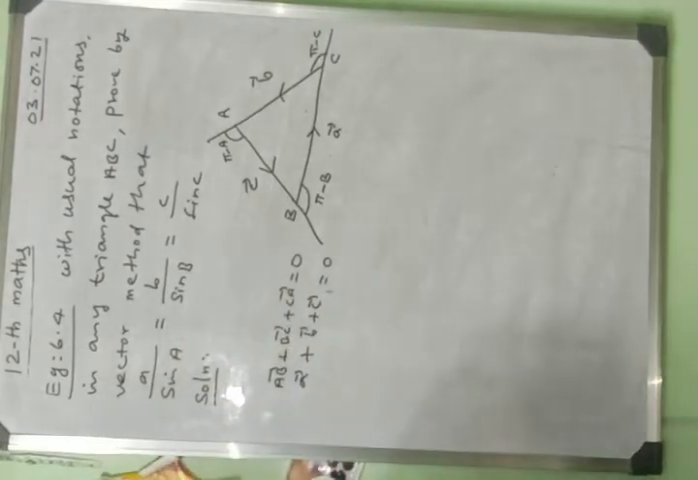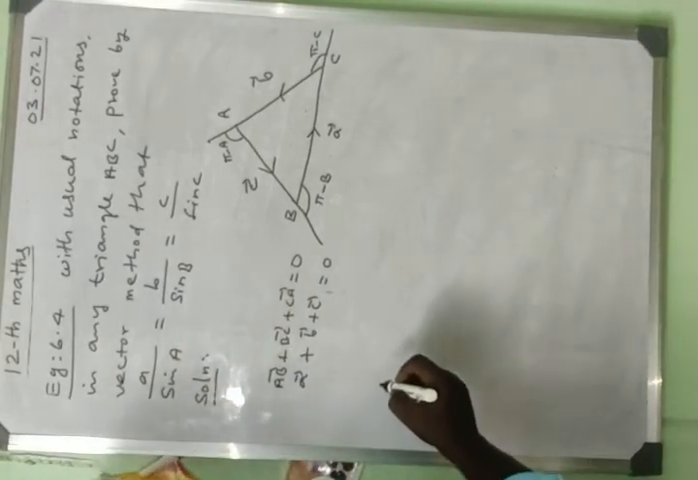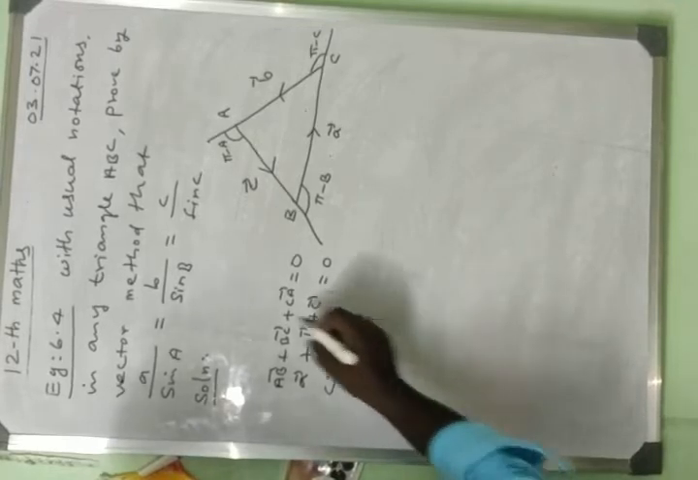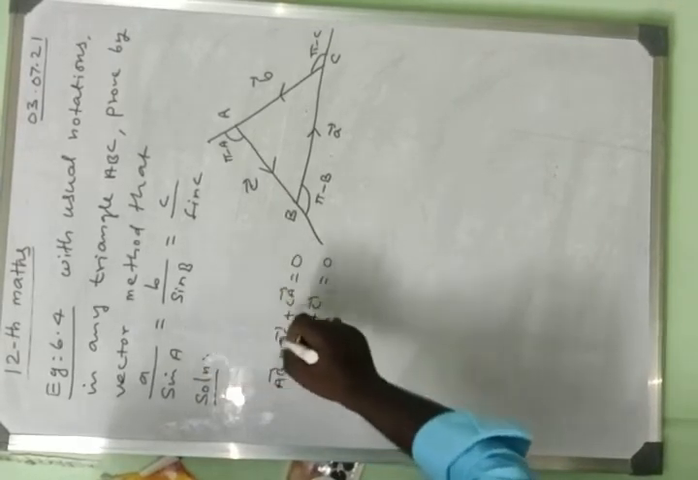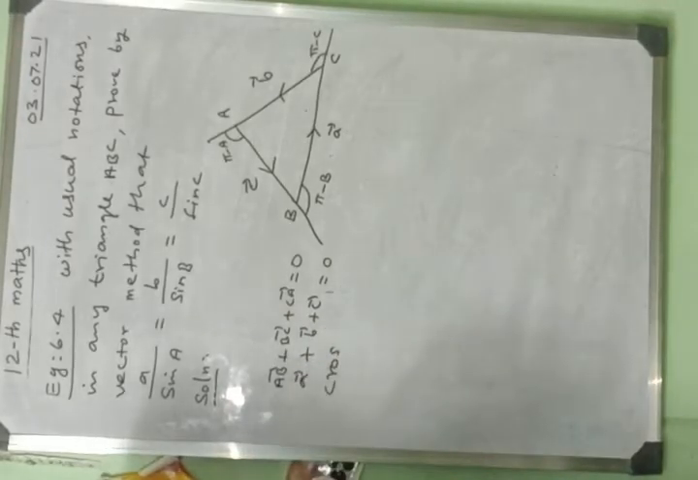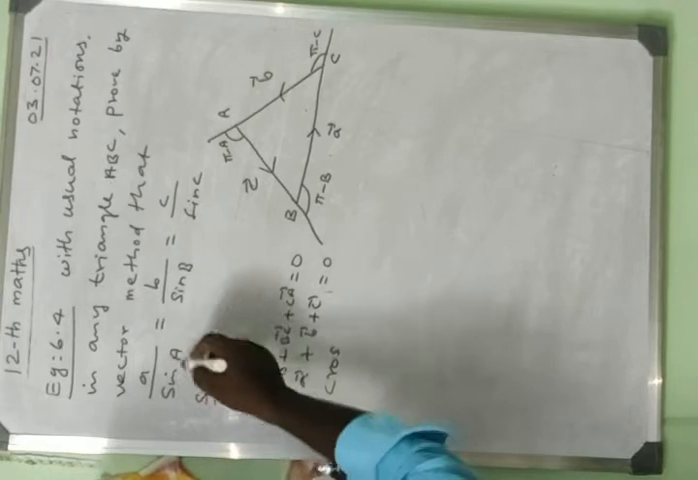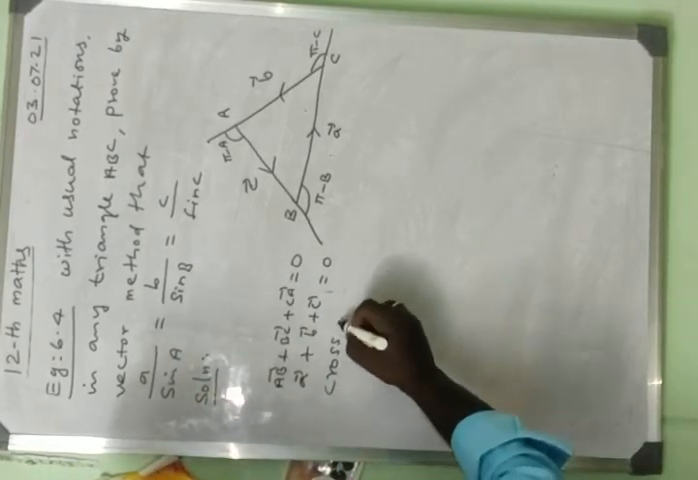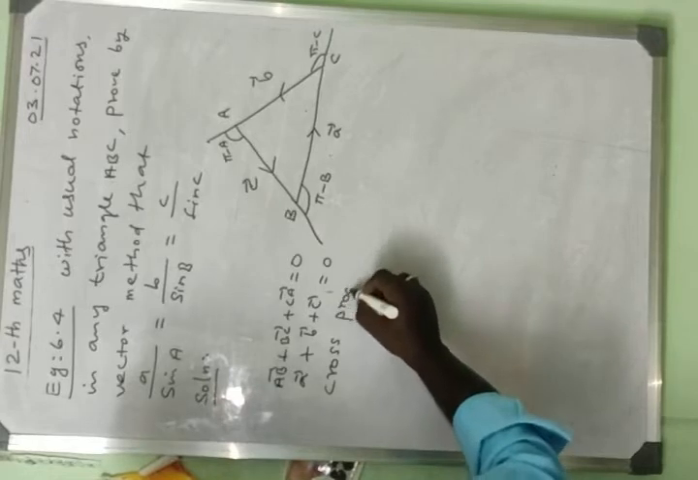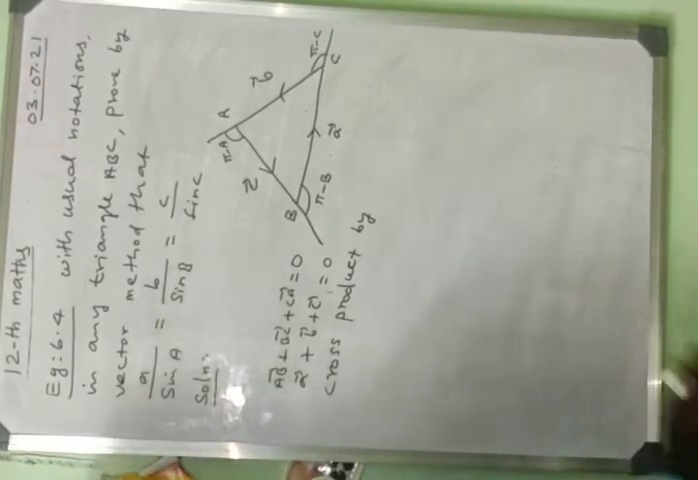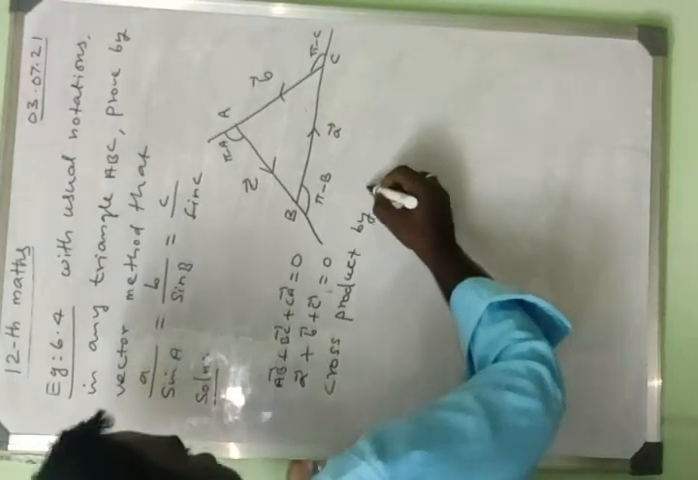Next, we want this result, so we take the cross product by vector A. Here sine means we use the cross product, and cosine means we use the dot product. So take the cross product by vector A.